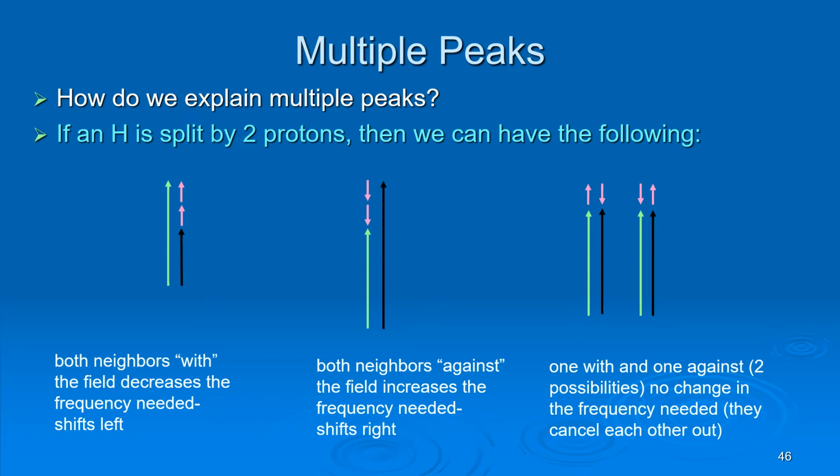But notice that if we have two neighbors, there are four possibilities: both with the field, both against the field, or one with and one against. And there are two possibilities here, one with, one against, or one against, one with. So that gives us three. We have two that stay in the normal place where the black is the same as the green. They don't move. We have one that shifts to the right and one that shifts to the left. So that's where we get the triplet.